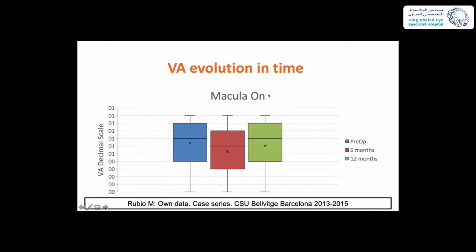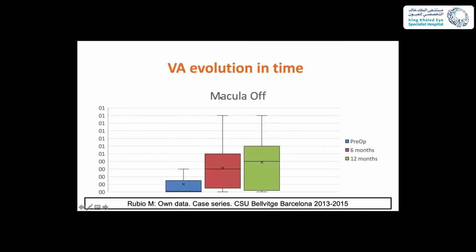As we will be saying all the time during this presentation, in macula-on patients, the main goal is to preserve the visual acuity, which actually is totally different from macula-off patients. They have very low visual acuity before the procedure, and they improve. Some of them improve a lot after the procedure, and they keep improving after 12 months from the surgery. So the goal for macula-off patients is to improve the visual acuity.